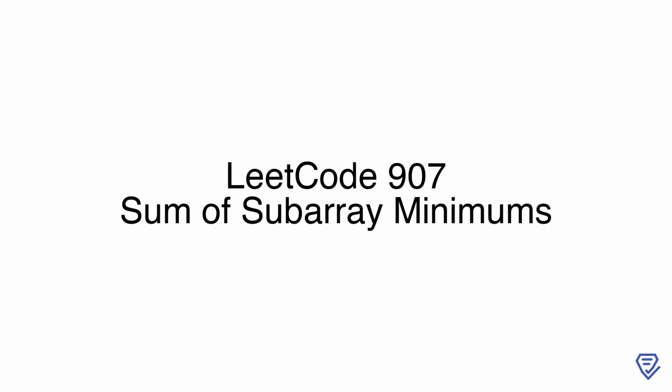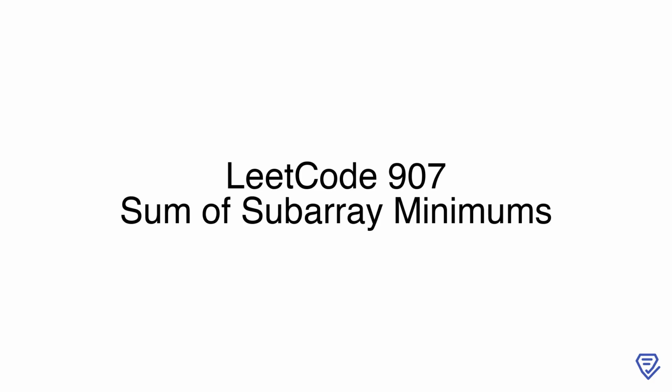In this video, we'll explore problem number 907, sum of subarray minimums. This is a fascinating problem that challenges us to calculate the sum of the minimum values of all possible subarrays of an input array. We'll dive into different approaches, analyze their complexities, and discuss when each solution is appropriate.